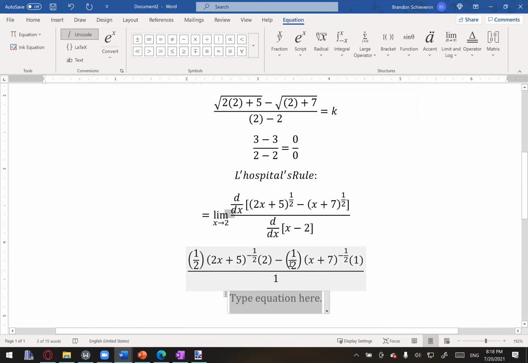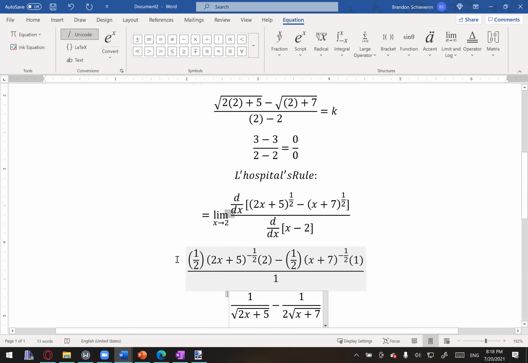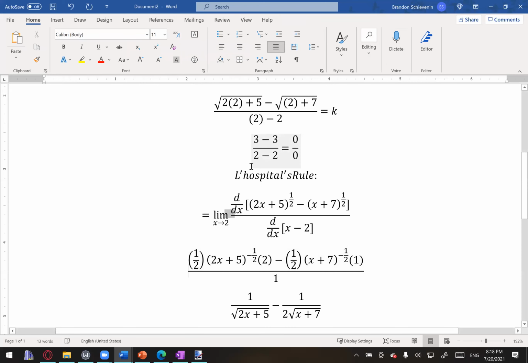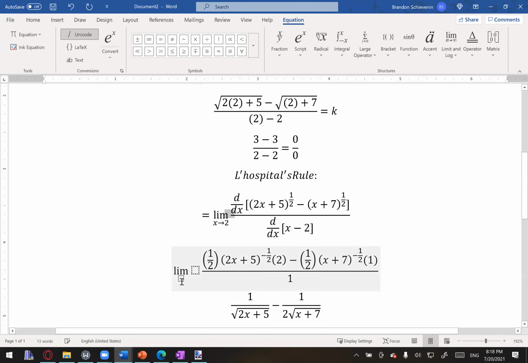So the 2 and the 1/2 will cancel. That leaves me with 1 over the square root of 2x plus 5, minus 1 times the 1/2, so 1 over 2 times the square root of x plus 7. Okay, and then I still need to take our limit as x approaches 2. So we're going to plug 2 back into this.